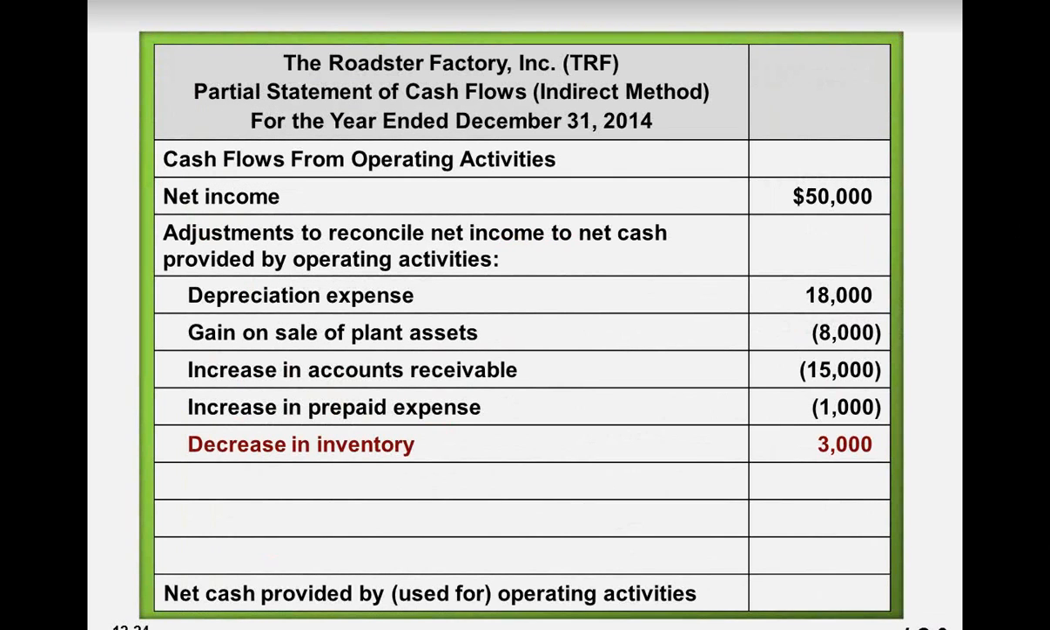Are you beginning? Okay, you don't understand. I'm not doing a very good job of keeping up. You don't understand why we would subtract what? Which one don't you understand why we would subtract? The accounts receivable? Ah, the gain on sale. Okay, the gain on the sale of the plant asset.